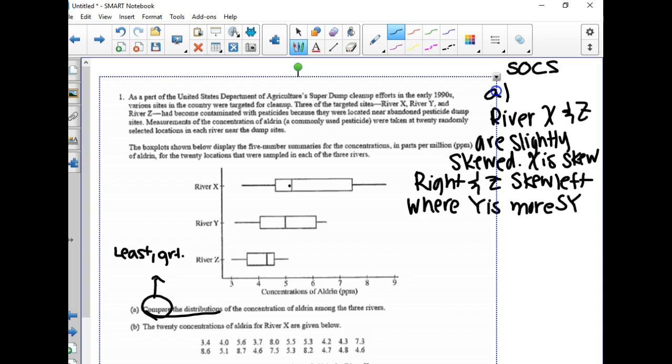Are there any outliers? How do you know an outlier in a dot plot? Or, I'm sorry, in a box plot? That would be a dot, yeah. No outliers for any of the distributions.